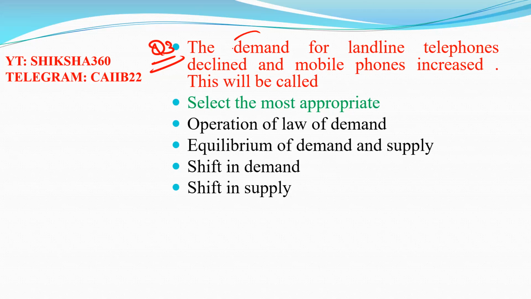Basically, they are asking regarding the demand, not the supply. The demand for landline telephones declined and the demand for mobile phones increased. First of all, we have to understand that demand for landlines is decreasing and demand for mobile phones is increasing.